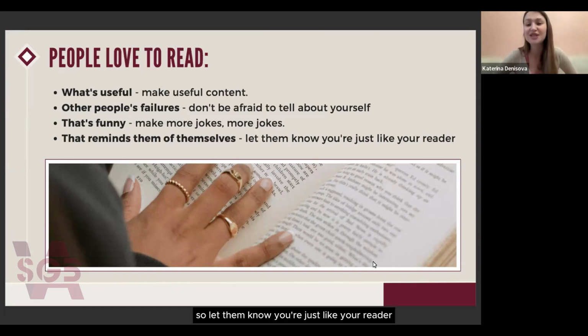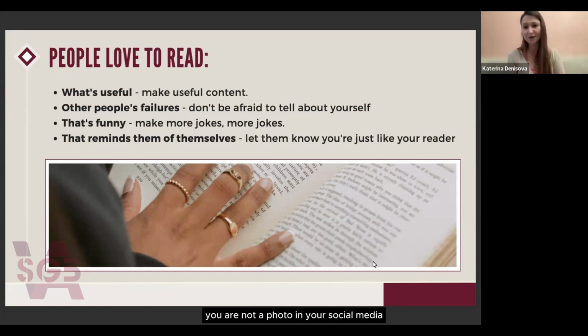So let them know you're just like your reader and tell stories from your life, how you became the person you are, how your business grew from zero to hero. People just like to see the transformation of a person. When we are watching a movie or reading a novel, we don't like to just look at the person in a stable mood. We like to see how he or she evolves. We like to read how he or she faces problems or has adventures and how he or she is changing. So don't hesitate to show your changes in your social media.